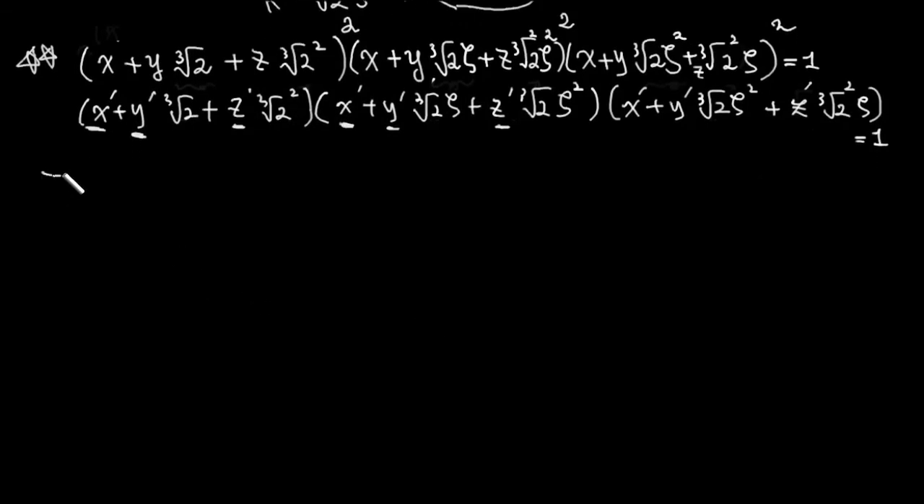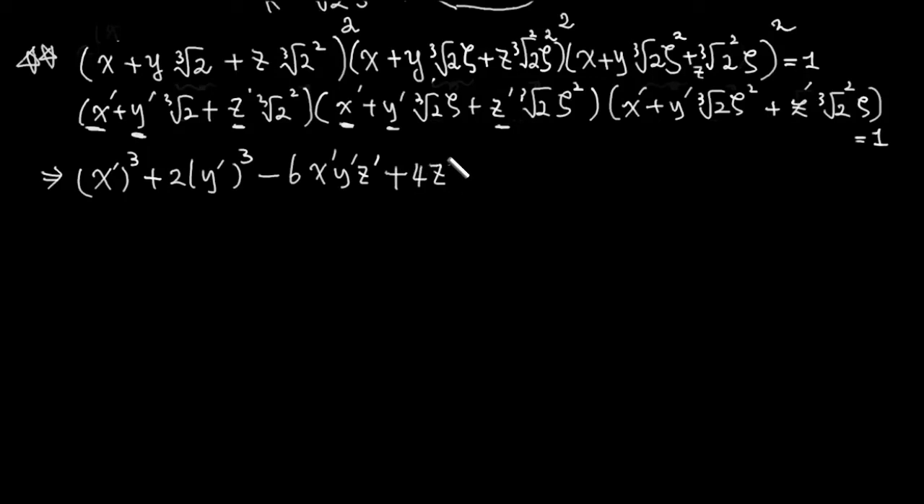What that implies is that if you really expand it out, you go back to the original equation. This is x prime to the third. That's exactly the same thing with different variables. So go ahead and replace the degree 3 equation with different variables: 2 times y prime cubed minus 6x prime y prime z prime, I think, and plus 4 z prime cubed equals 1. So x prime, y prime, z prime is another solution to that three-variable cubic equation.